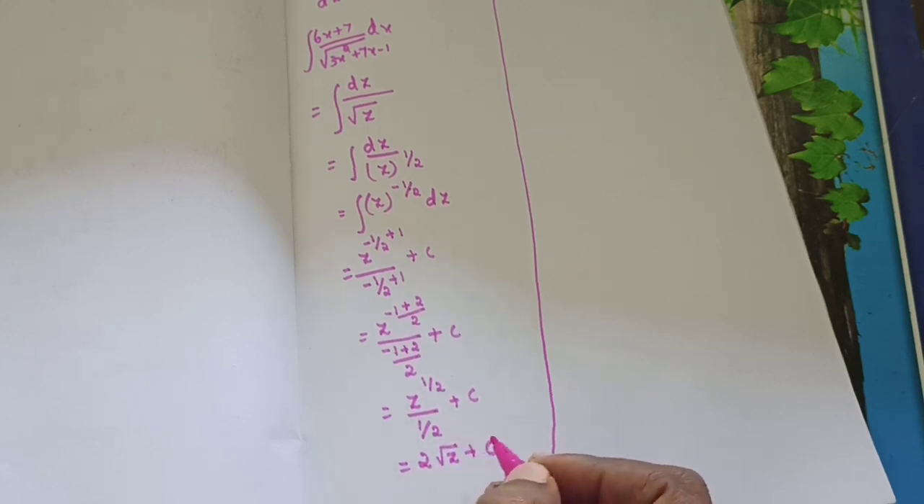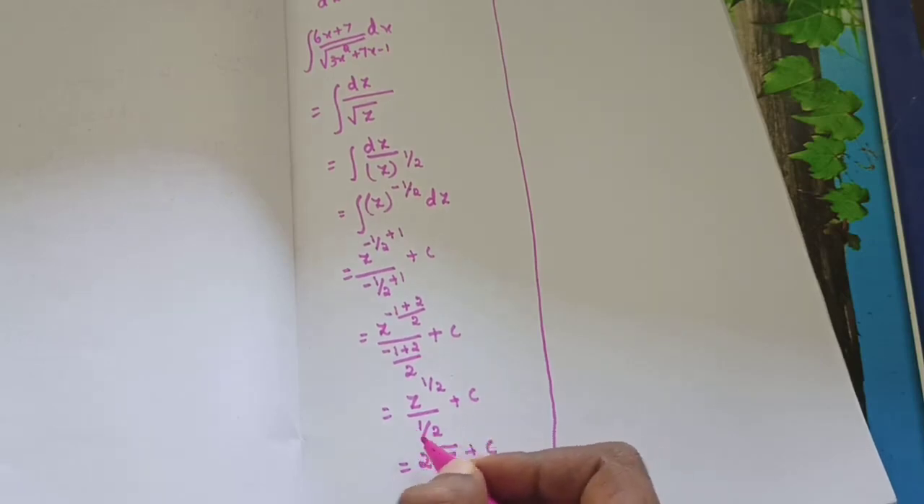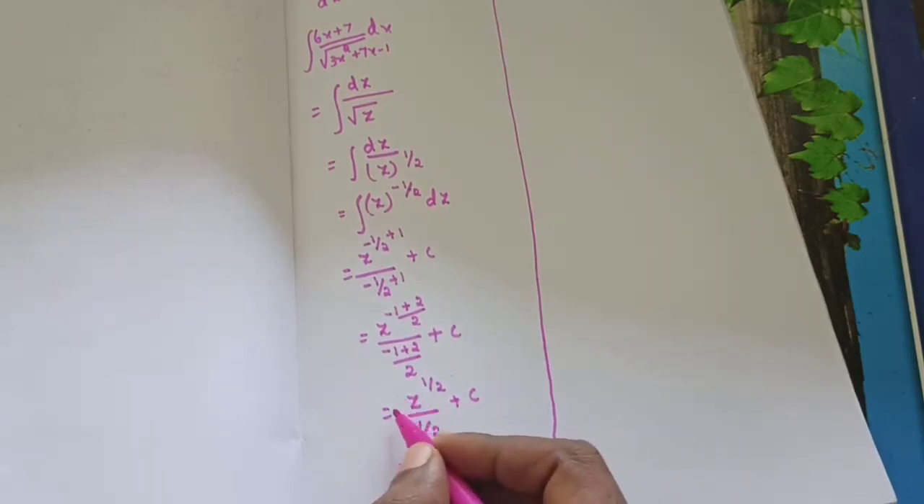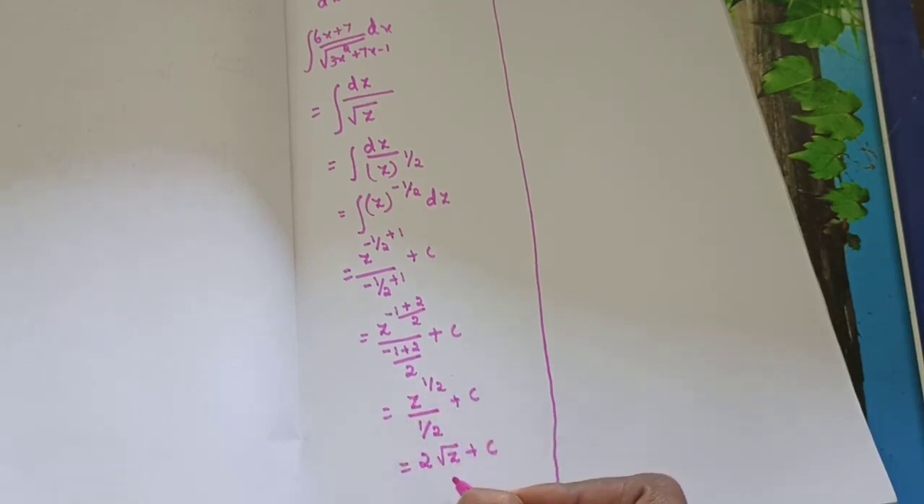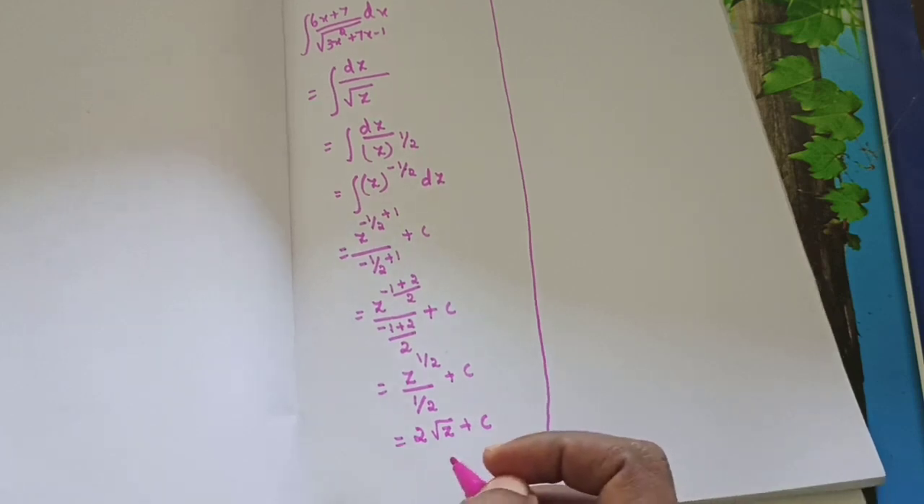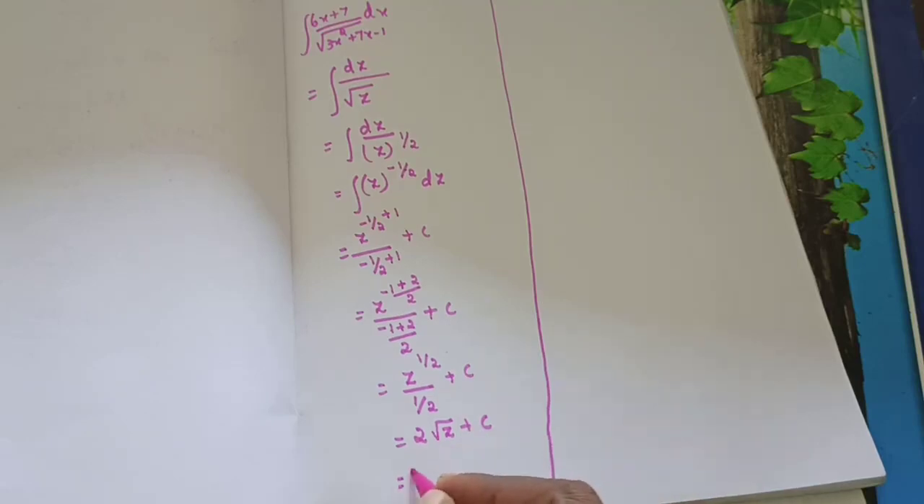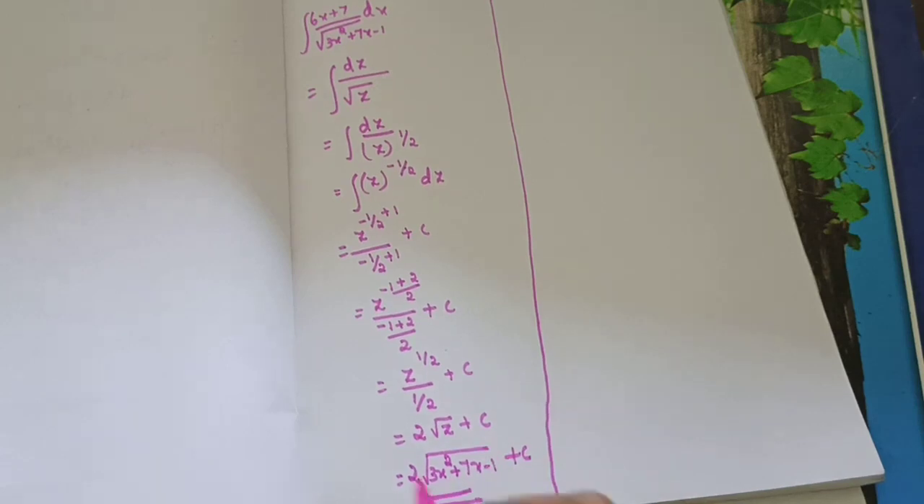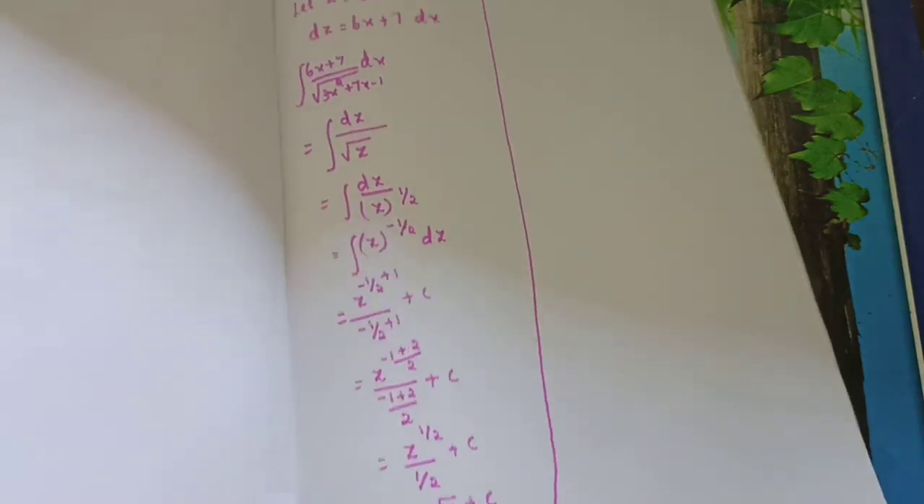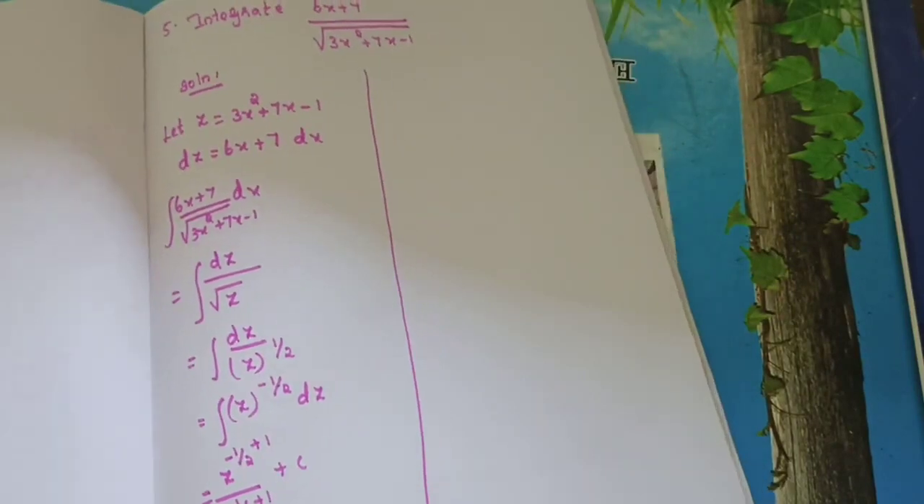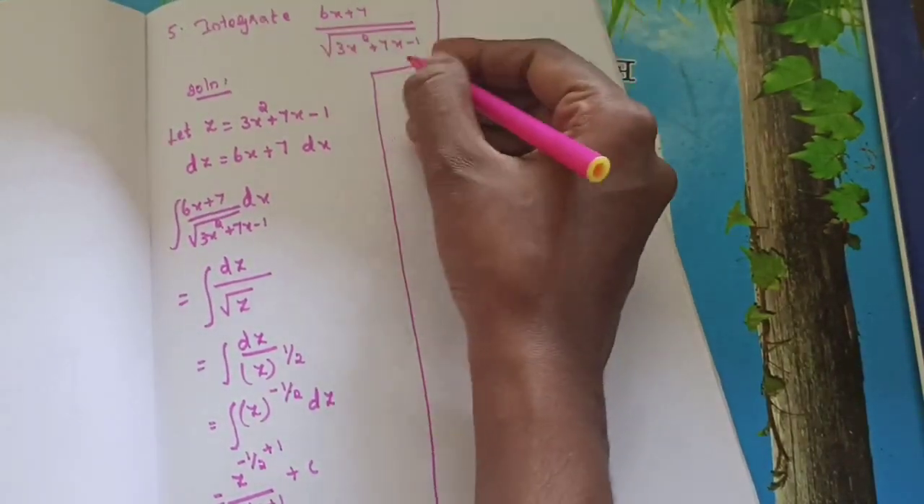How did I get this 2? If we bring this 1 by 2 to the numerator, it changes to its reciprocal, so 1 by 2 becomes 2 by 1. z power 1 by 2 is the same as the square root of z. So square root of z plus c, which is equal to 2 into the square root of (3x square plus 7x minus 1) plus c. This is the answer. Got it? All of you understand? That's all. Let's move to the next problem, the 6th question.